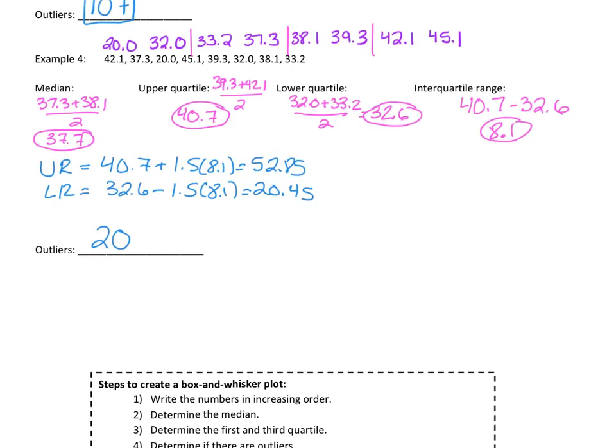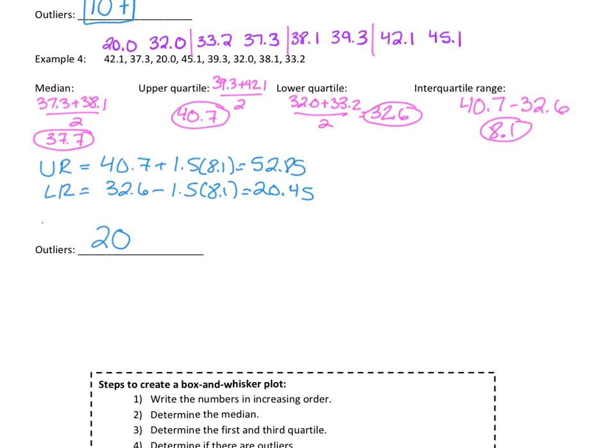So when you put the numbers in order and find, well, in this case, the 5-number summary, we found the median is 37.7, the upper quartile is 40.7, the lower quartile is 32.6, and the interquartile range is 8.1. Then I use the formula to find the upper range and the lower range. For my upper range, I got 52.85, and my lower range, I got 20.45. So any of my numbers in my set of data that are above or below that are going to be considered an outlier. So in this case, my outlier was 20.